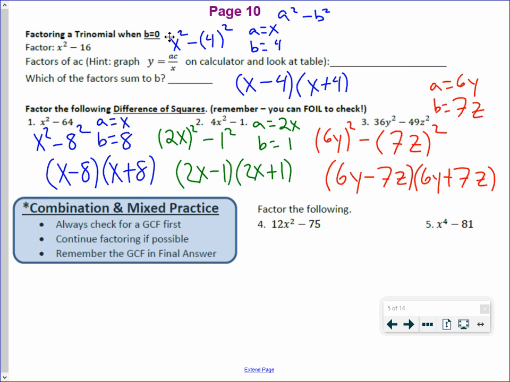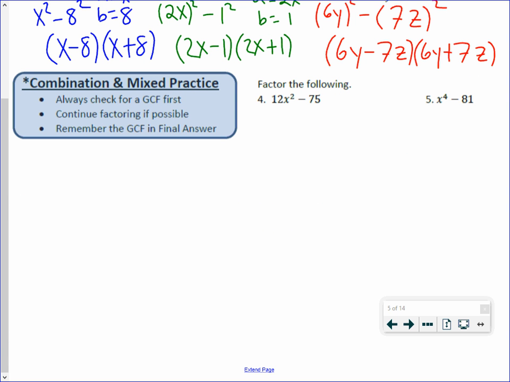Okay, so number 4 and number 5, we have combinations and mixed practice. And remember, whenever we're trying to factor something out or simplify something, the very first thing you always want to look for is a GCF. You always want to do that first. If you simplify from the beginning, factoring and doing everything else afterwards will be much, much easier.